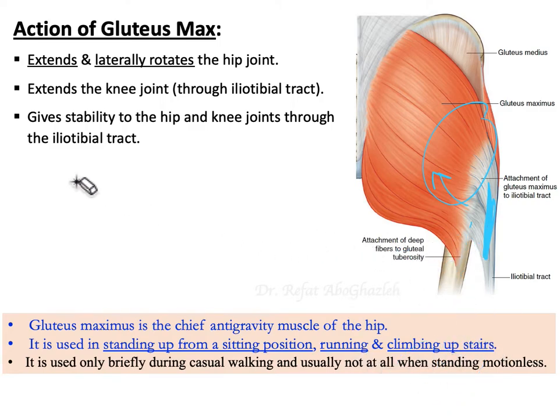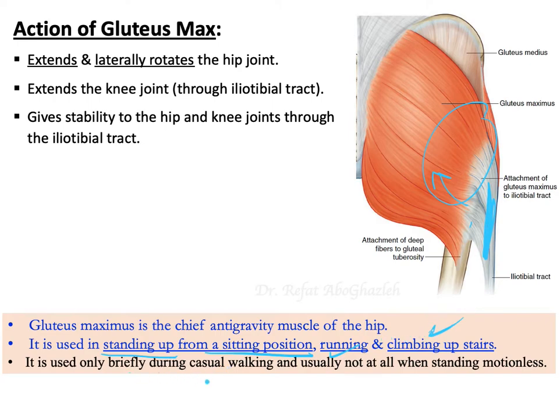What I want to mention here also about the gluteus maximus is that it's the chief anti-gravity muscle of the hip. What does it mean? It means it's extensively used when you are standing up from a sitting position. Try to put your hand on the gluteus maximus and get up from the chair. You will feel that it's really contracted. Plus, not just standing up from sitting position, but also in running and in climbing upstairs. Try all of these things.